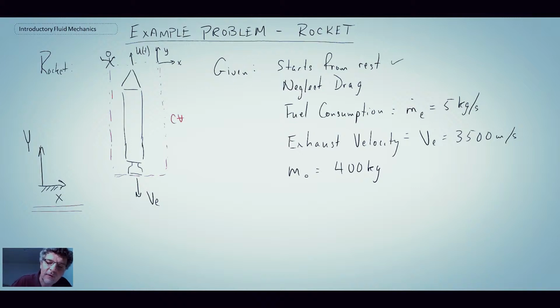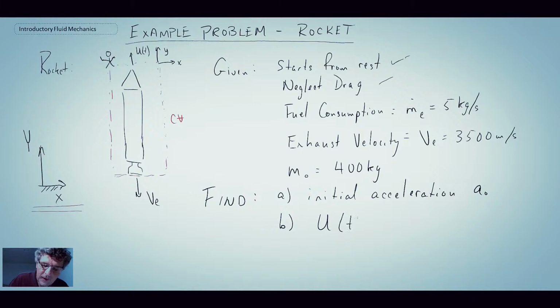So other things we are told is that the rocket starts from rest, so it starts from being stationary, not moving. We're told to neglect the drag forces exerted on the rocket by air resistance. Fuel consumption we're given as 5 kilograms per second, and that's equal to the mass flow rate leaving. Exhaust velocity is 3,500 meters per second, and finally the original mass of the rocket is 400 kilograms. So we're asked to find a couple of things: the initial acceleration a naught, and then the velocity as a function of time.